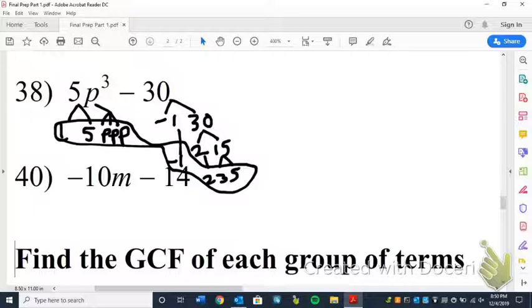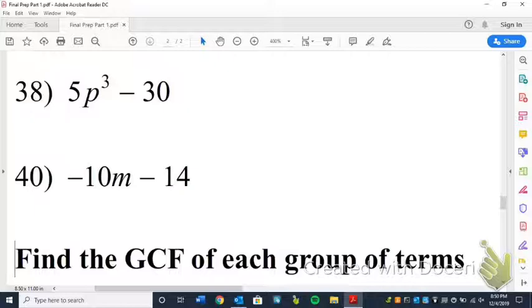And the reason we're going through this on through number 40 is because once we start on 41, finding the greatest common factor and then pulling out the greatest common factor requires you guys to be able to do this skill. So we're just breaking this down. Moving on.